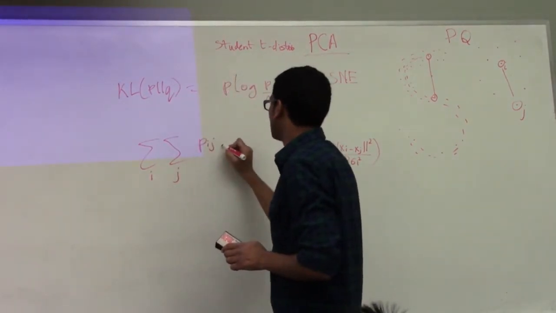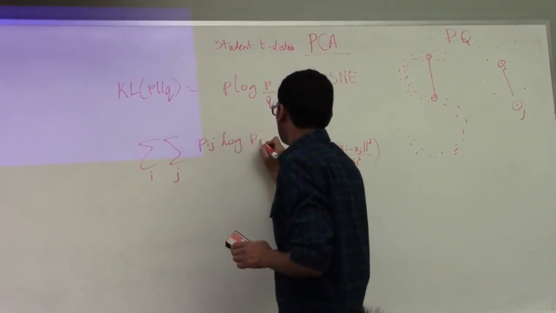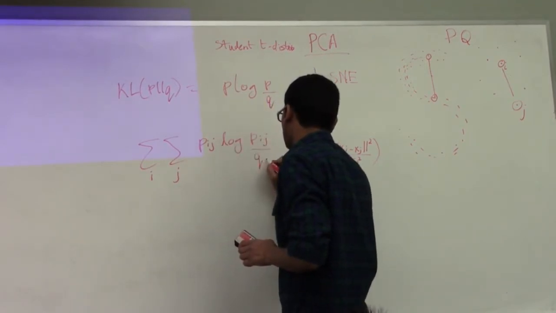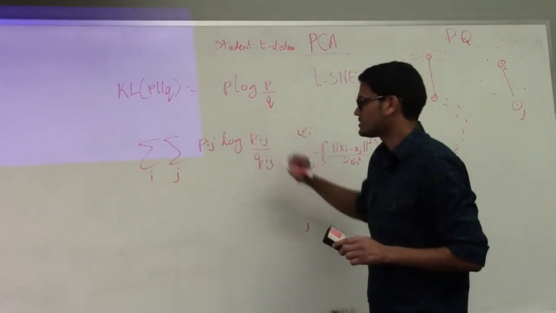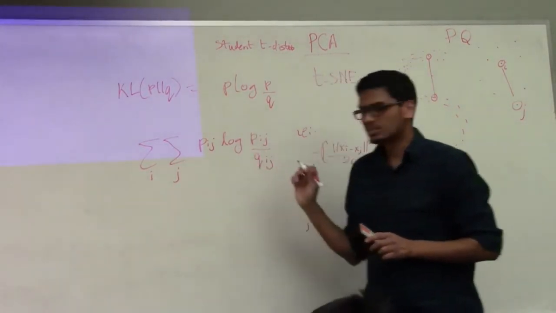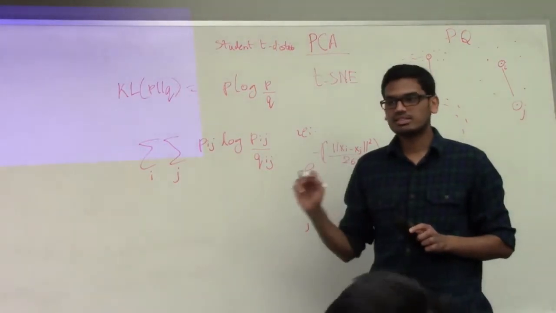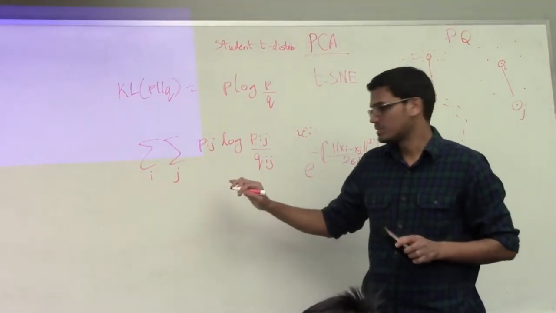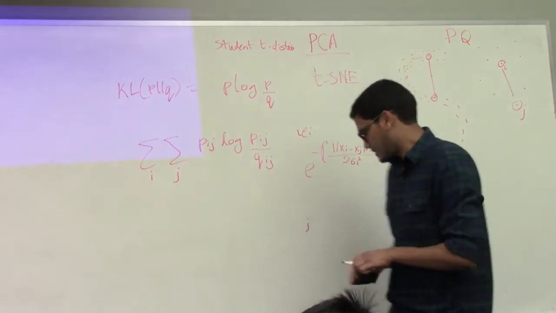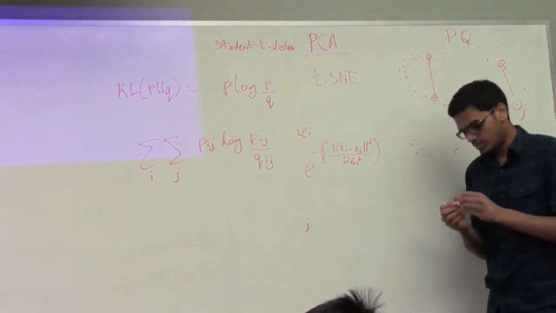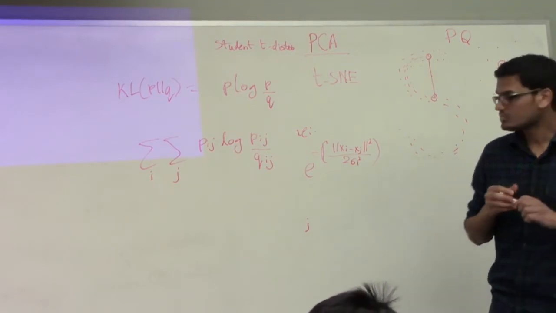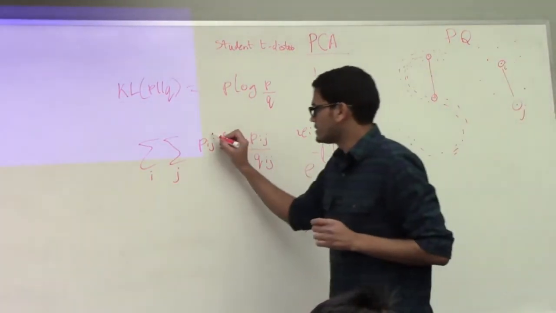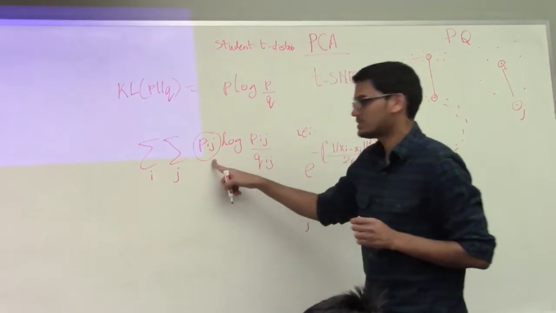Pij, log, Pij, and Qij. Okay. So they try to minimize this function. There's a reason why they pick the KL divergence. The reason is because they want to give more attention to the neighboring points rather than the far off points. And this particular factor here does that.